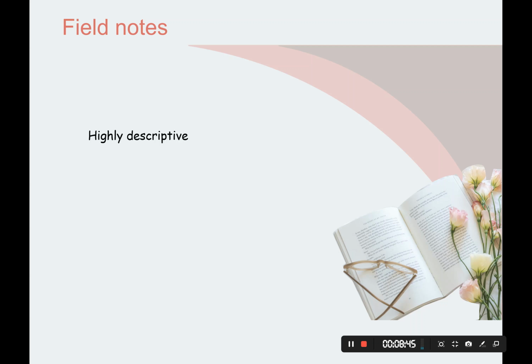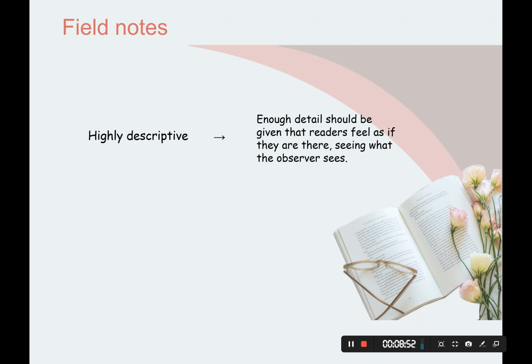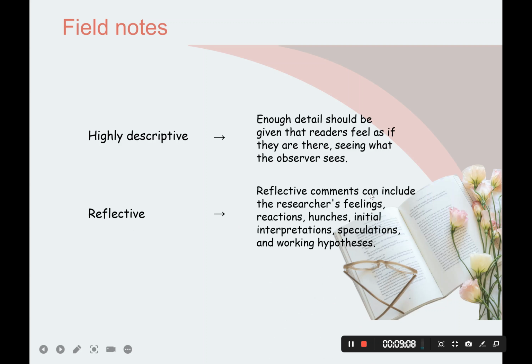For field notes, it is very important to be highly descriptive. Enough detail should be given that readers feel as if they are there, seeing what the observer sees. And the other important thing is to be reflective. Reflective comments can include the researcher's feelings, reactions, hunches, elation, interpretations, speculations, and working hypotheses.